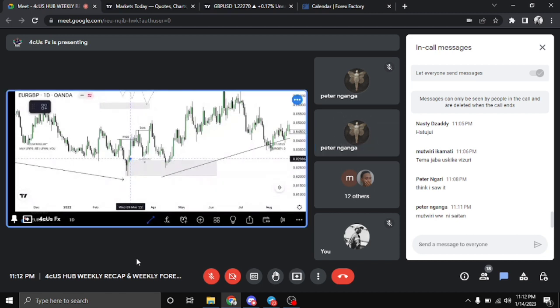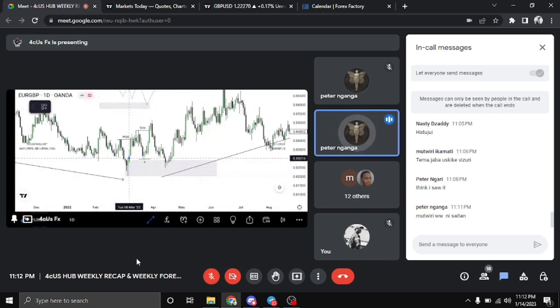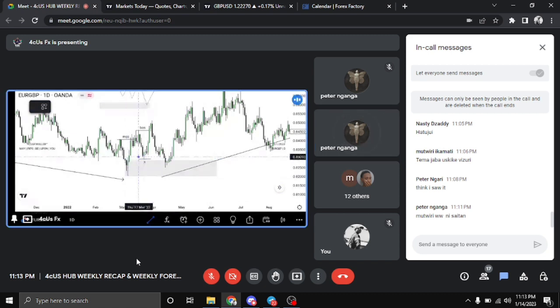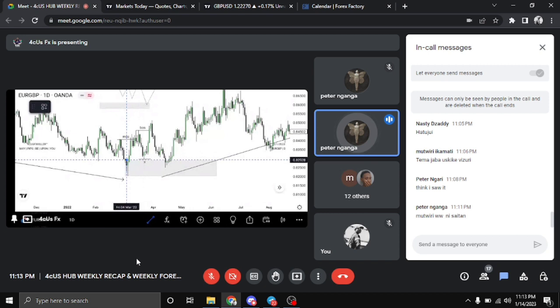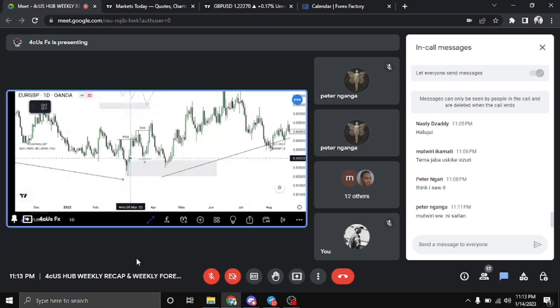So unasema ungeingia hapa. Yeah, ningeingilia hapo my first entry, take it out at both at break of structure, then sell it back down when I saw the buy side has been taken to take out the newly tapped sell liquidity, mitigating that OB, and now going in a trend. That's how I could have entered that. It's the same as hapa tungekuwa bwana, ungekuwa induced.